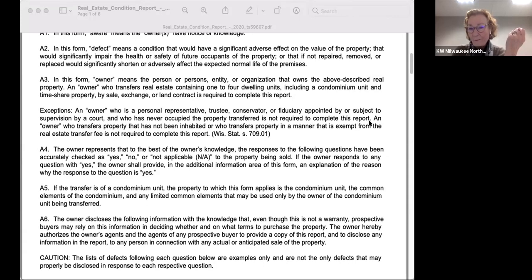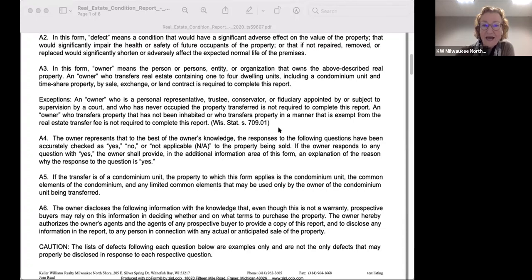So they have to be one of these and have never lived in the property to be exempt from completing this report. There's a big misunderstanding that agents say that if the person has never lived in the premises, they are exempt. That is not true. They have to be a personal representative, trustee, conservator, or somebody appointed by the court and have never lived in the property. An owner who transfers property that has not been inhabited, or transfers property in a manner exempt from a real estate transfer fee, is not required. So these are two other exemptions to filling out the condition report.